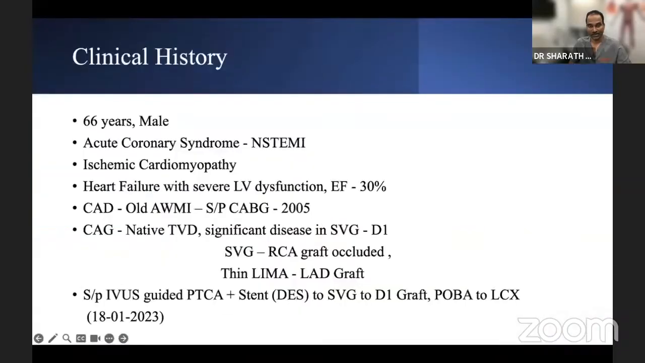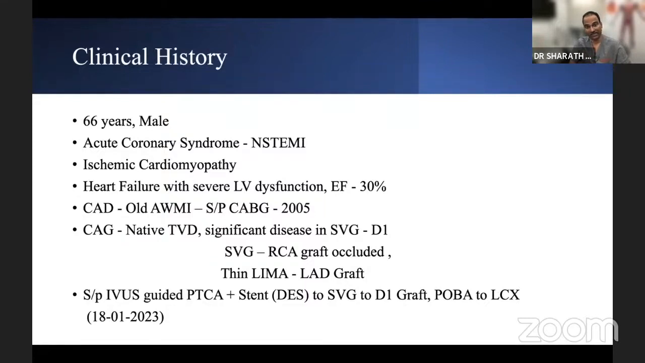So, a 66-year-old male came with NSTEMI to hospital with severe LV dysfunction. When he presented to us for the first time, his EF was 30%. He had an old anterior wall MI and was post bypass, in 2005.